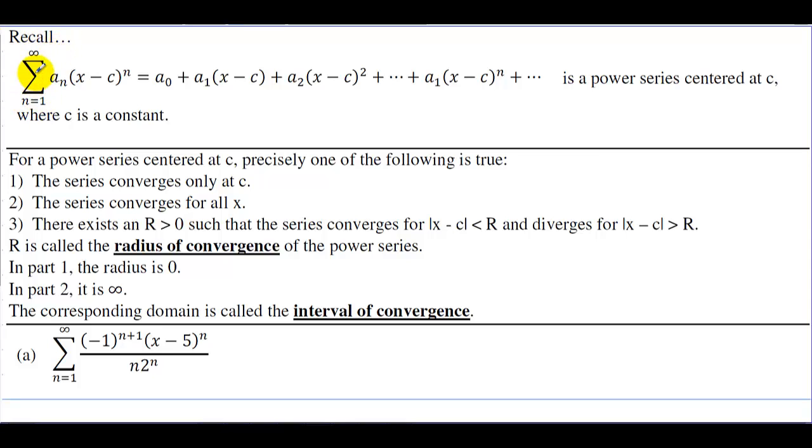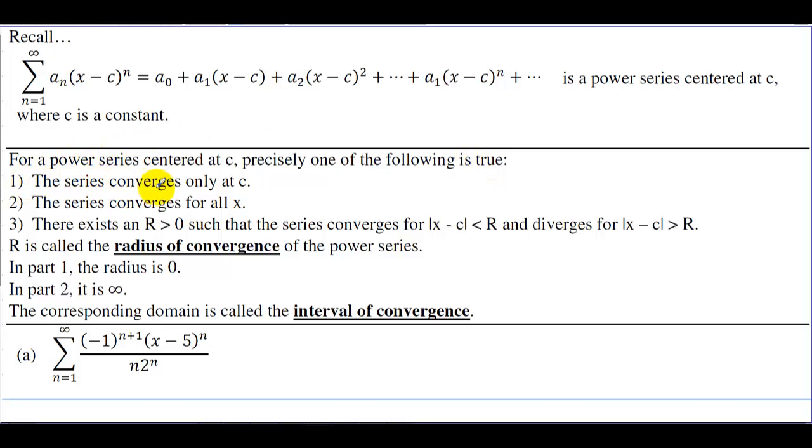Recall the sum from n equals 0 to infinity of a sub n, x minus c to the n, equals a sub 0 plus a sub 1 x minus c, and then a sub 2 x minus c squared, and so on. This is a power series centered at c, where c is a constant. For a power series centered at c, precisely one of the following is true.